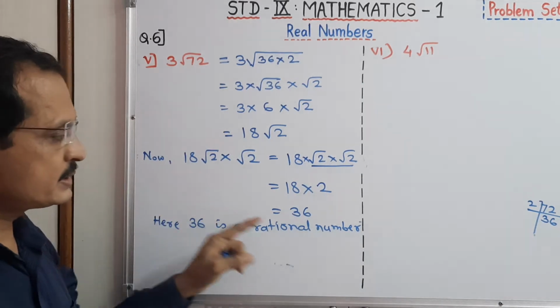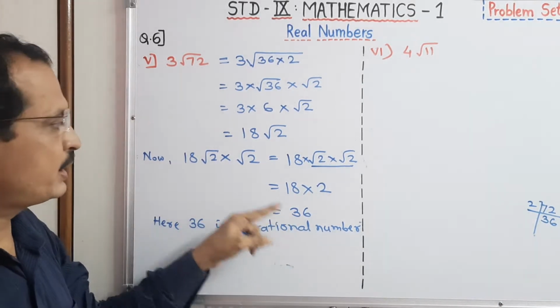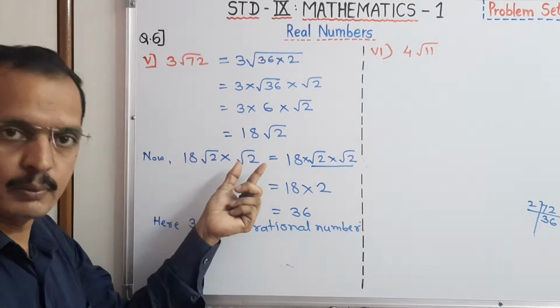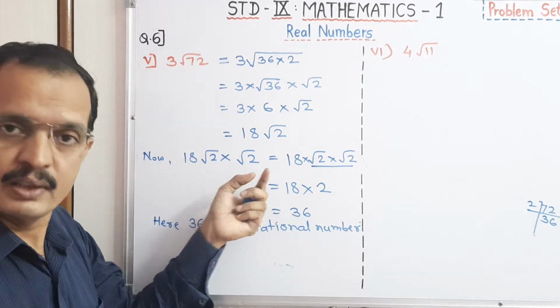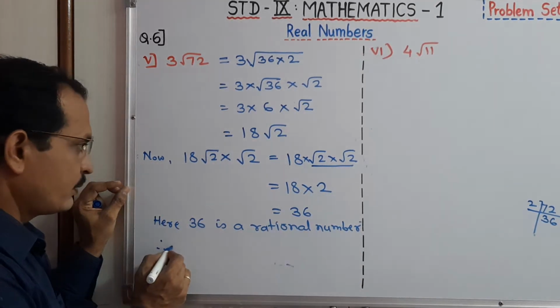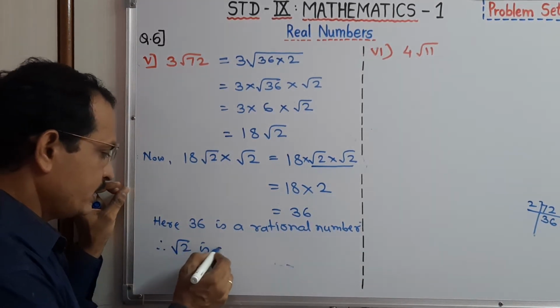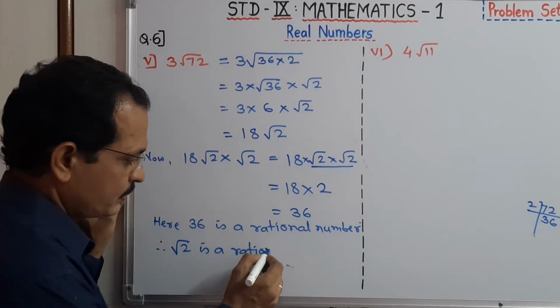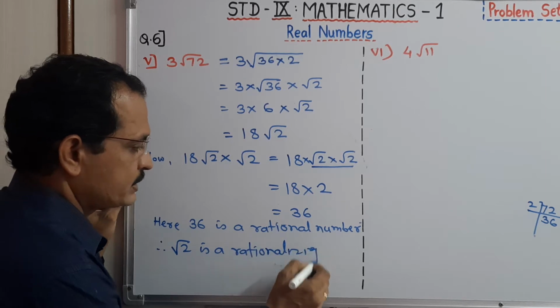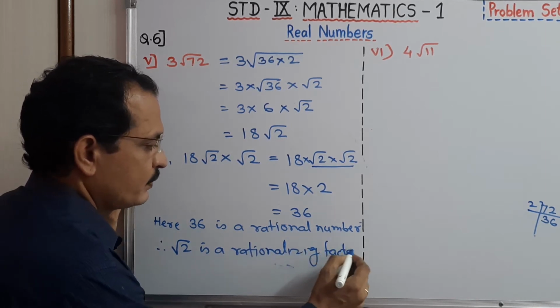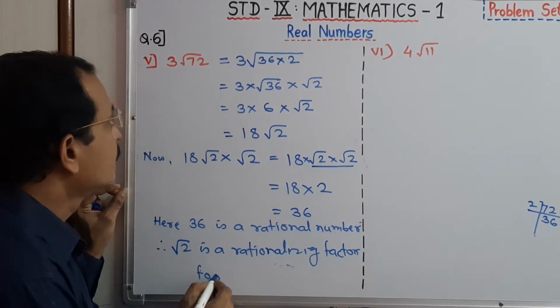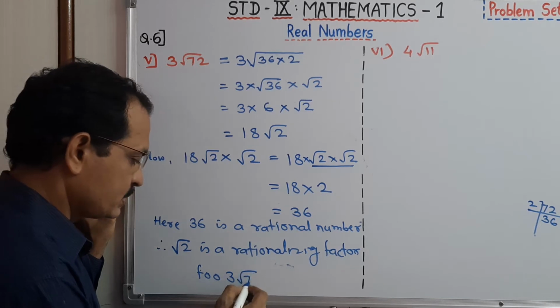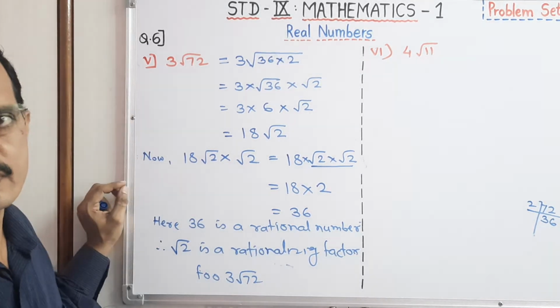How do we get this rational number? By multiplying this with root 2. Therefore root 2 is known as a rationalizing factor. Therefore we write here root 2 is a rationalizing factor for 3 root 72.